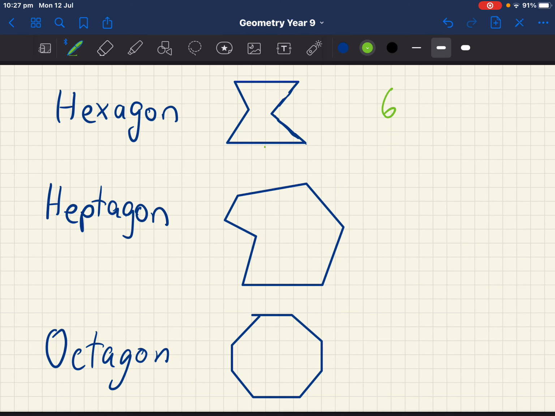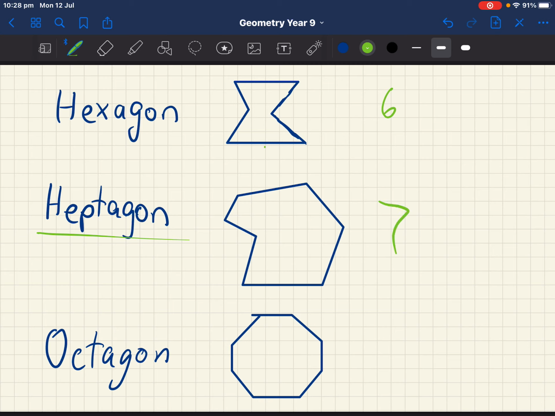Next up, we have the hexagon. So 6 sides is a hexagon. 7 sides is the first one that most people forget. Not sure why, I never learnt it or remembered it myself either, but it's the heptagon. So 7 sides is called a heptagon.